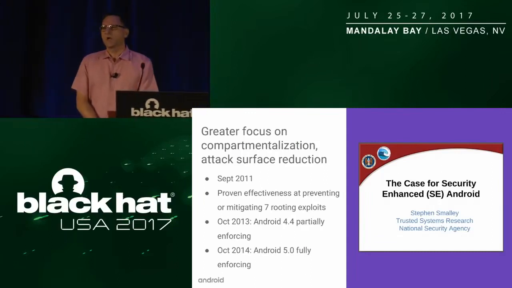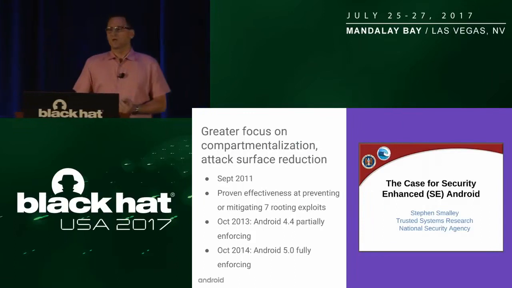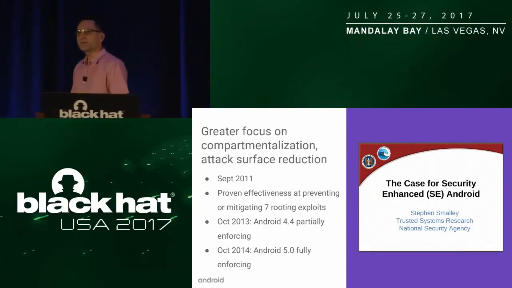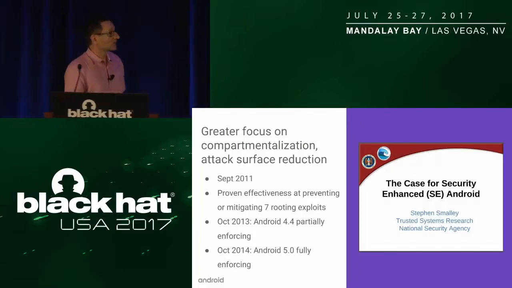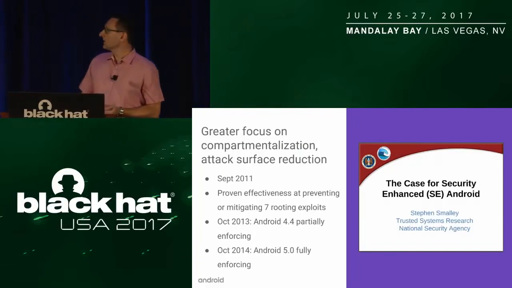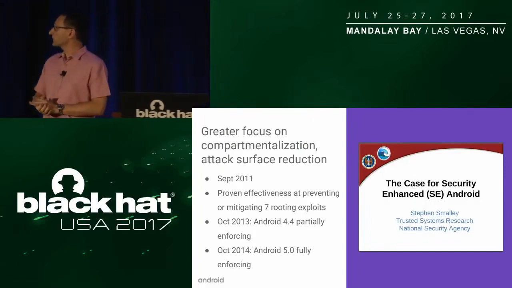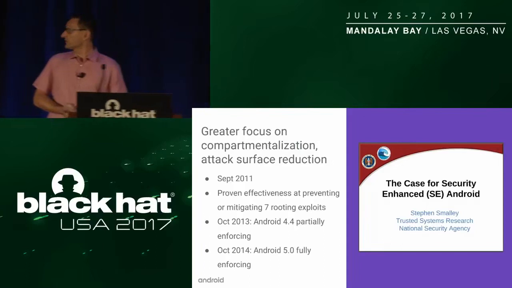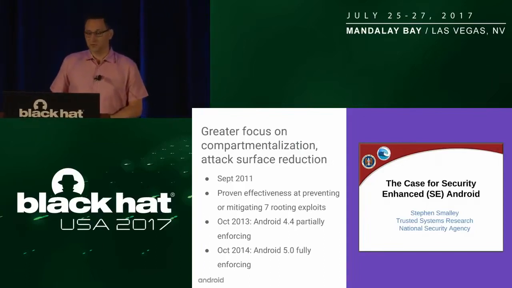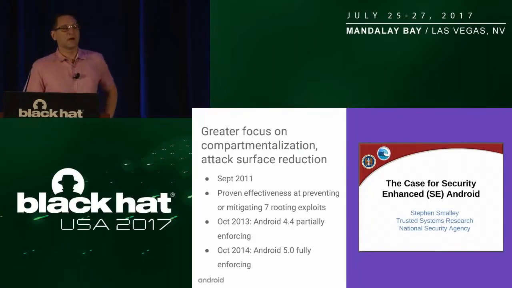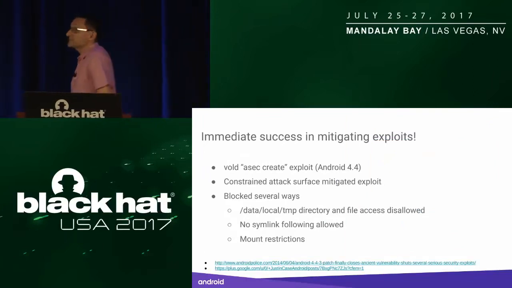This was a moment where we switched from exploit mitigation as a primary strategy to exploit containment and attack surface reduction, trying to make sure that all processes on Android were really minimal. So we launched the initial version in October 2013. By October 2014, we had a fully enforced system with a mandatory access control model where each part of the system was minimally privileged. And it was very successful.